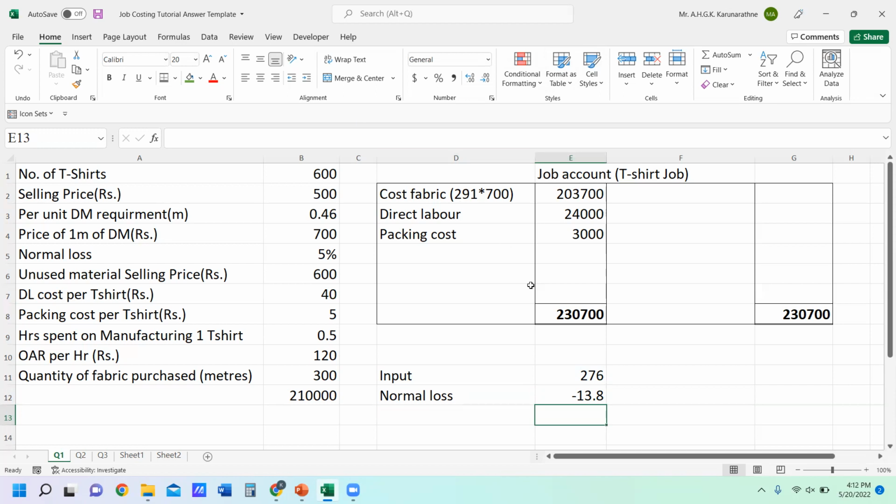So accordingly, this equals this plus this, because this is a minus figure, right? So you will only use 262 for your manufacturing process. 276 fabric is not adequate. After the normal loss, 276 should be there. Now before normal loss, how much fabric should we use?